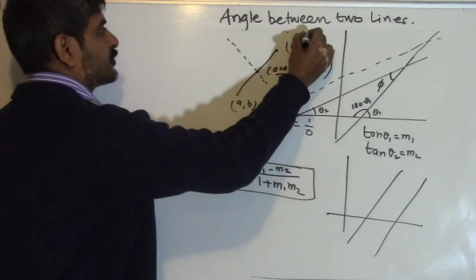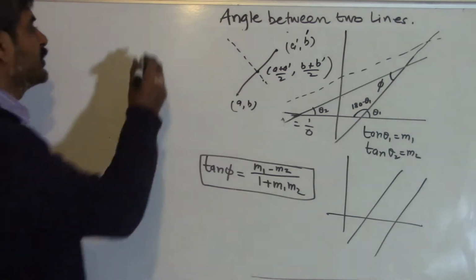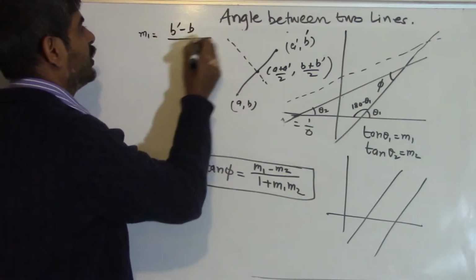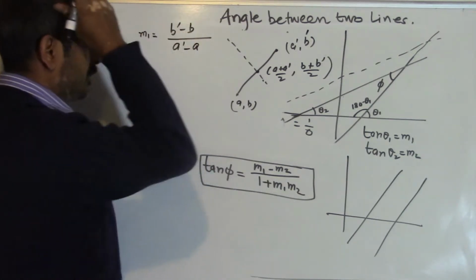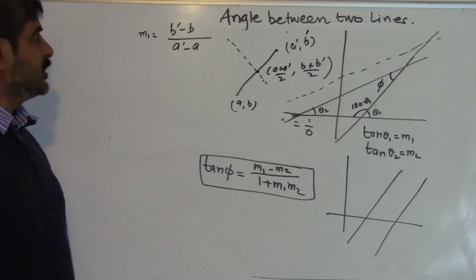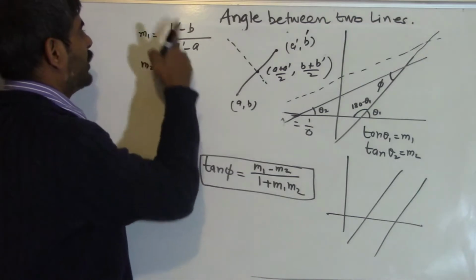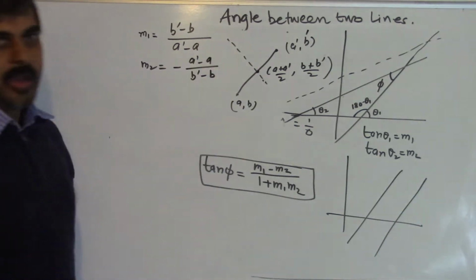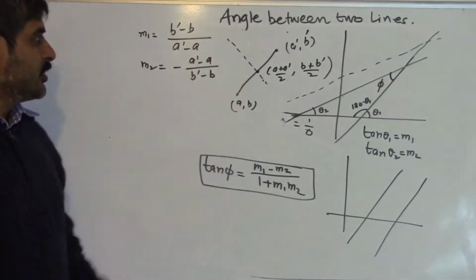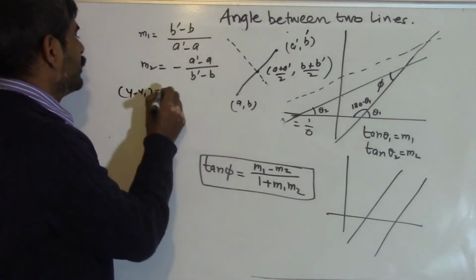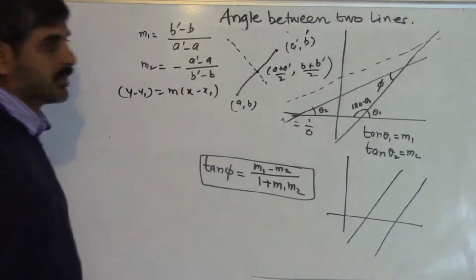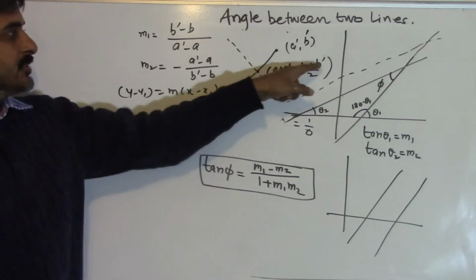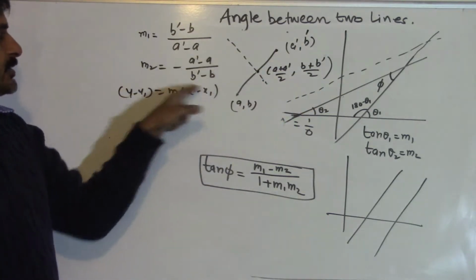So for that, let us first find the gradient of this line. The gradient of this line, let us call it M1, is equal to (Y2 minus Y1), B dash minus B, divided by A dash minus A. So the gradient of the line perpendicular to this will be equal to minus 1 upon M1, that is minus (A dash minus A) divided by (B dash minus B). And therefore, the equation of this straight line will be Y minus Y1 is equal to M into (X minus X1), where (X1, Y1) is the point through which this straight line passes, and in this case, it is this middle point. And the gradient of this line is this quantity.